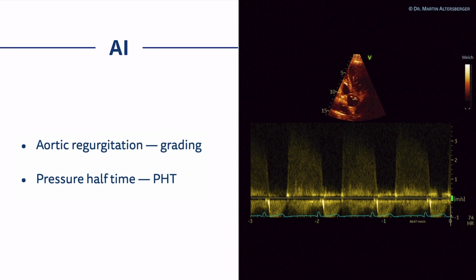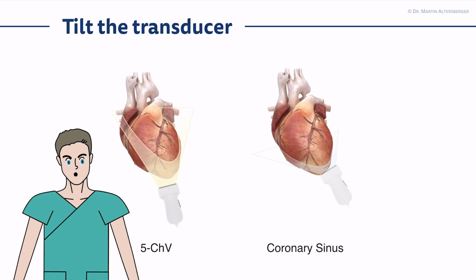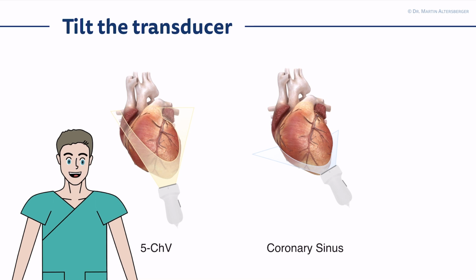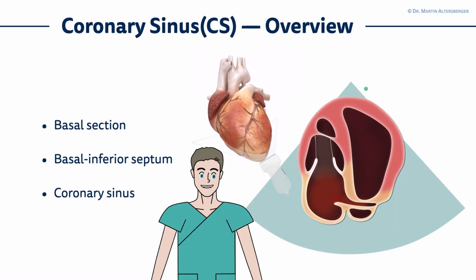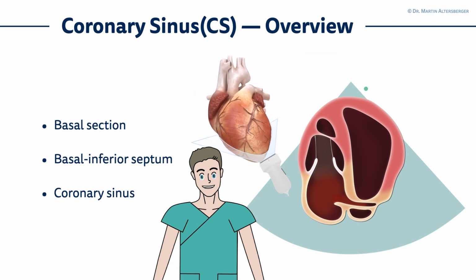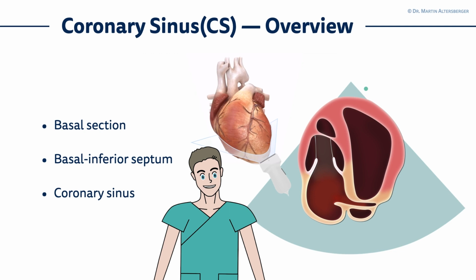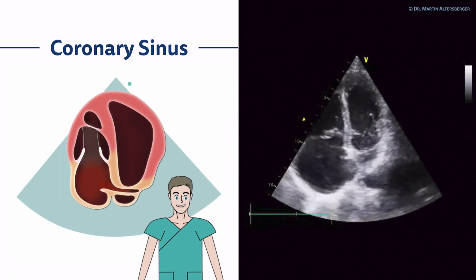Now, to get the coronary sinus view, you have to tilt the transducer the other way. So for the 5-chamber view, you tilt more cranially, so more upwards, and here you tilt more caudally towards the coronary sinus. And there you see the most basal parts, the basal inferior septum, the coronary sinus, and the most basal parts of the ventricle. And the coronary sinus view, it looks like this.